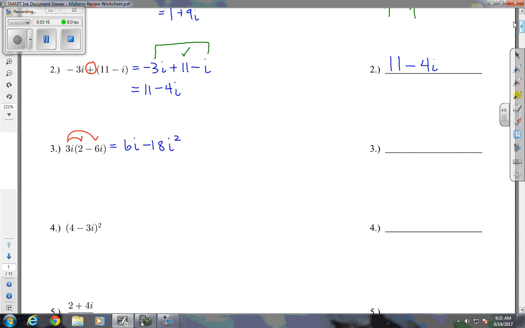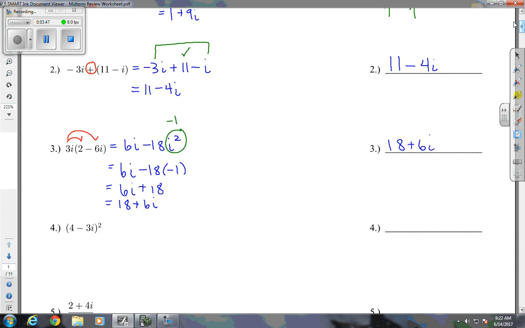Now, I see the i squared there, so I'm going to replace it with negative 1. We have 6i minus 18 times negative 1. 18 times negative 1 is positive 18, and we're almost there, except do notice it's not in standard form. That means we need the real part first, the imaginary part second. So we end up with the answer 18 plus 6i.